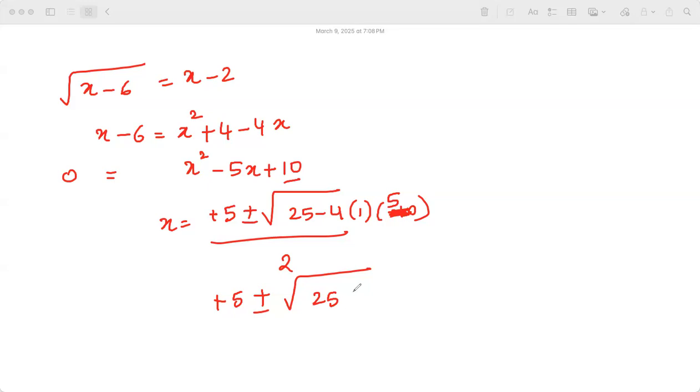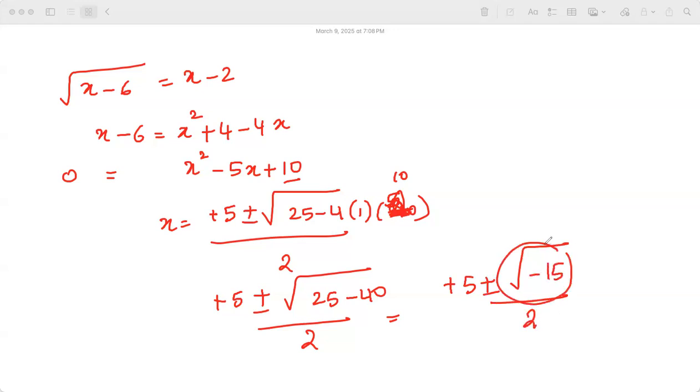Minus b plus or minus the square root of b squared minus 4ac. No, this is a 10. So 25 minus 40, do you see, guys, there is a negative, so it's 5 plus or minus the square root of minus 15. Square root of minus 15 is not a real number, right? So for this problem, x does not have real solutions. Any questions?